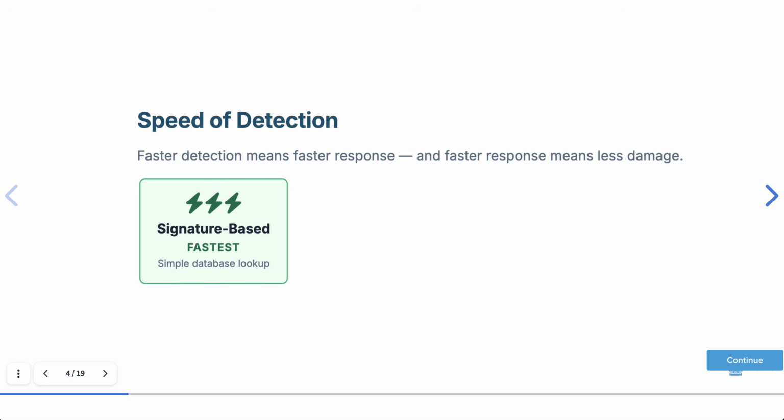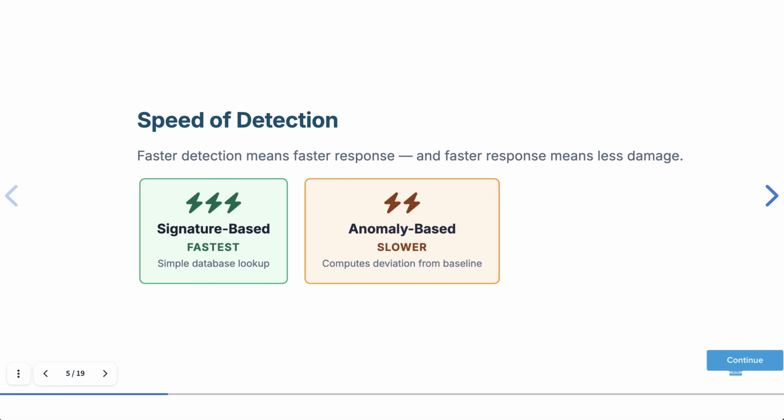Signature-based is the fastest with simple database lookup. It's fast because it's simple. Checking incoming traffic against a table of known attack signatures. No computation, just a match or no match, like scanning a barcode against a list of known items.